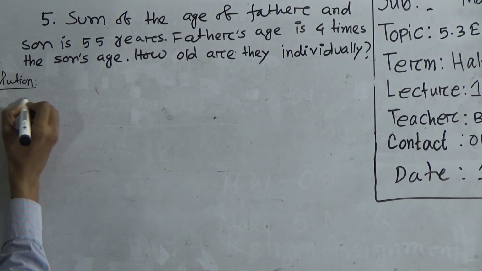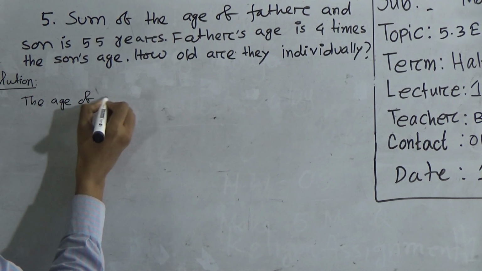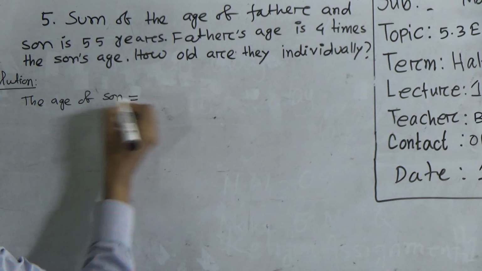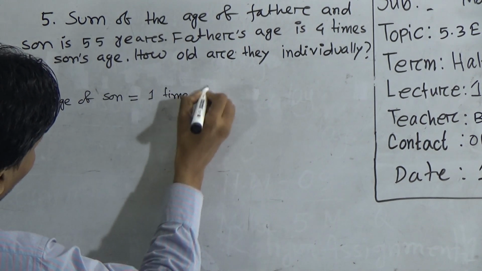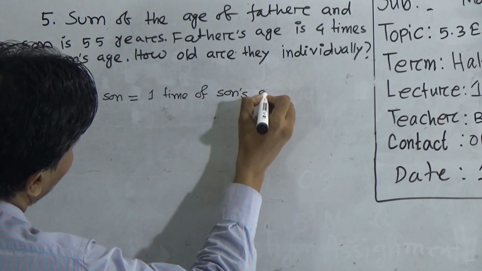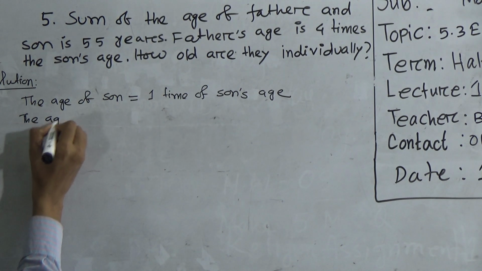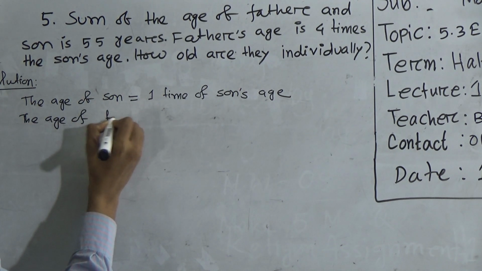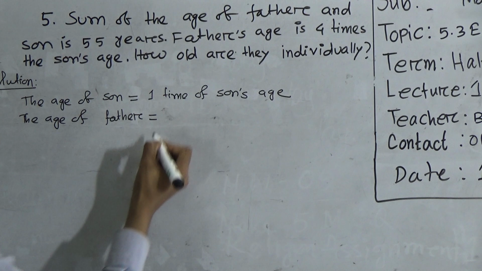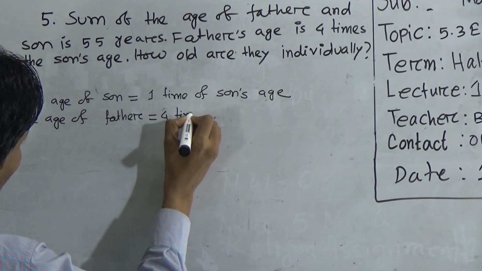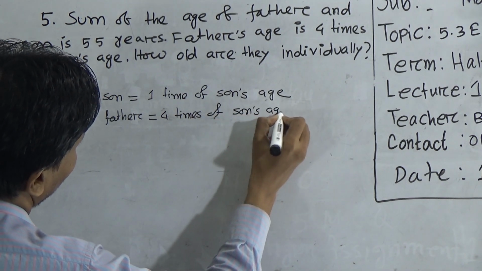Write the age of son. The age of son equal to what? 1 time of son's age, right? 1 time of son's age. The age of father equal to what? 4 times of son's age. Okay.